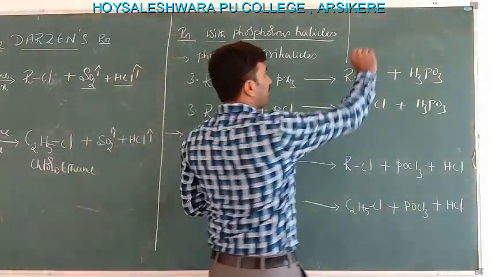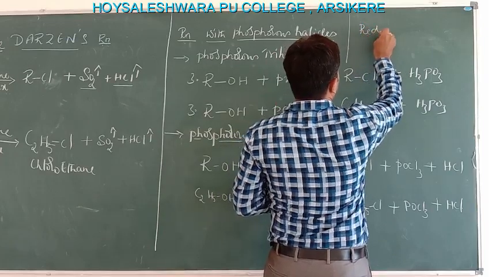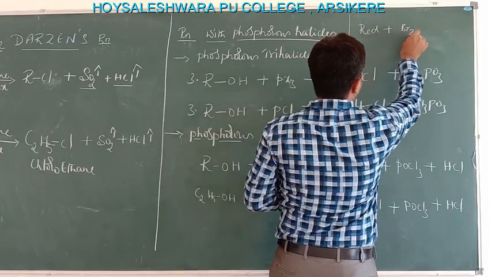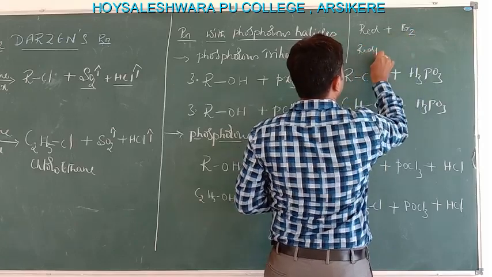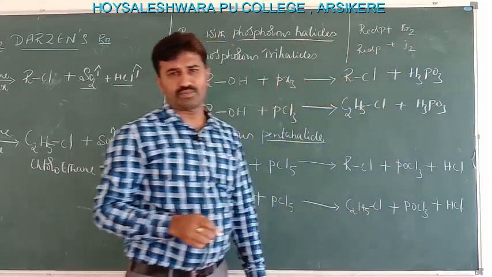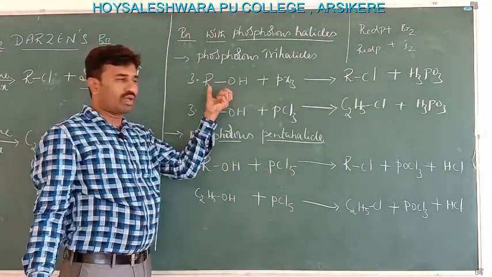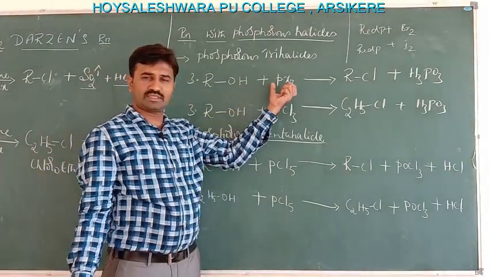That means during the reaction, red phosphorus and bromine, in the same way red phosphorus and iodine, are used to prepare them in situ. Okay, so here consider an alcohol upon reacting with phosphorus trihalide.